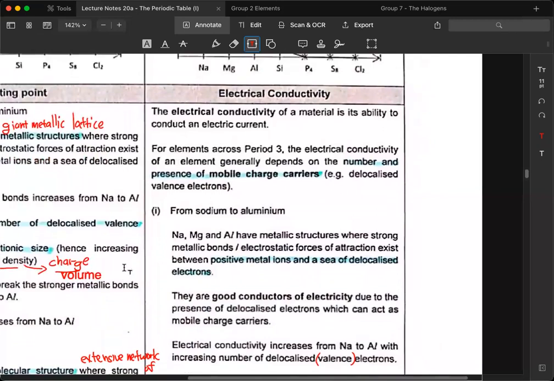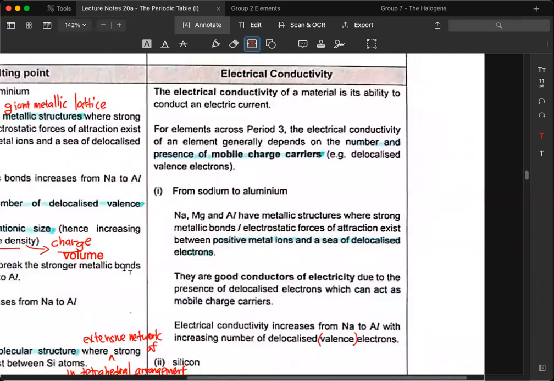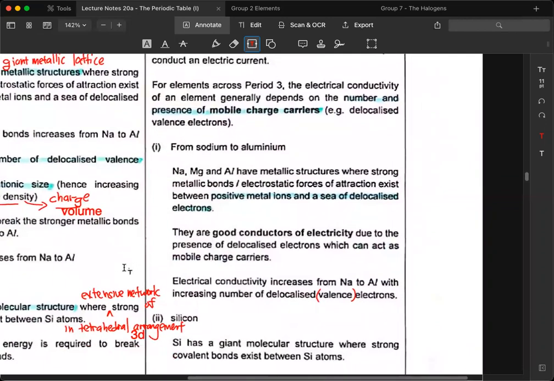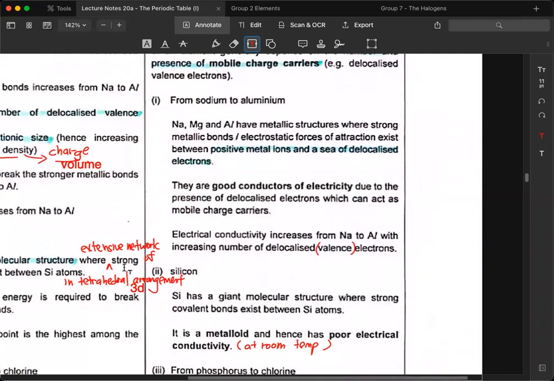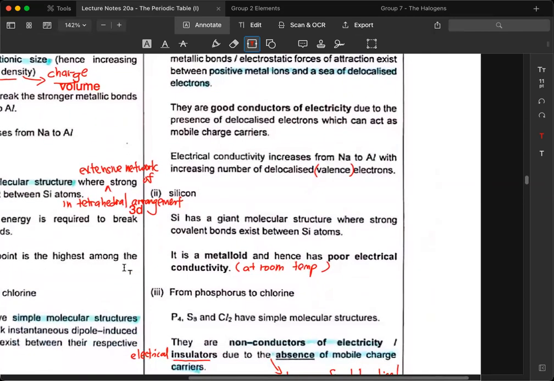Sodium, magnesium, and aluminium are metallic structures with strong metallic bonds between the positive metal ions and the sea of delocalized electrons. So they are good conductors of electricity because of the presence of delocalized electrons to act as charge carriers. The conductivity will increase from sodium to aluminium with an increasing number of delocalized electrons. With more electrons, more mobile charge carriers, the conductivity increases.